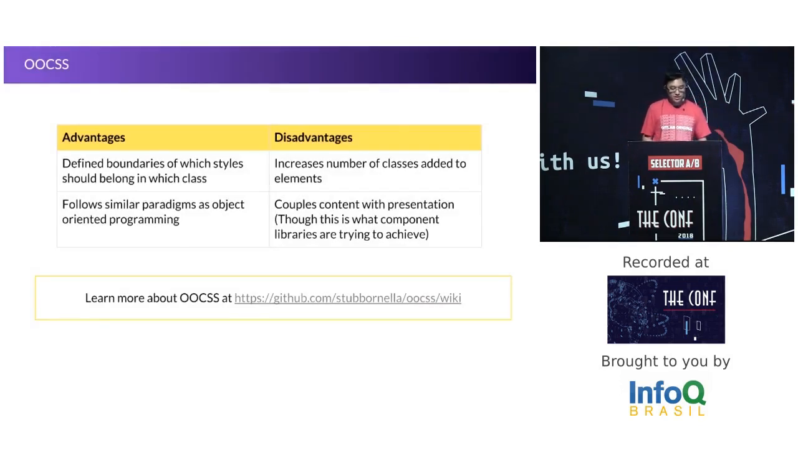So object-oriented CSS has different trade-offs. One of the advantages is that it's a very defined boundary on which style should belong to which class. It's very clear what is something you see and what's behind the scenes. It also follows a similar paradigm as object-oriented programming, which for a lot of us with a computer science background is a good thing because it's something we're more familiar with.